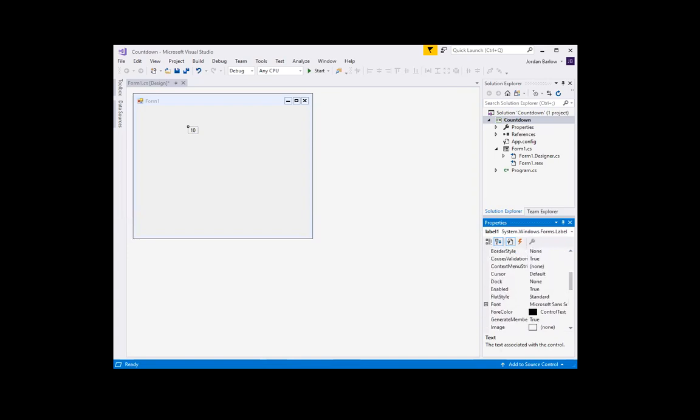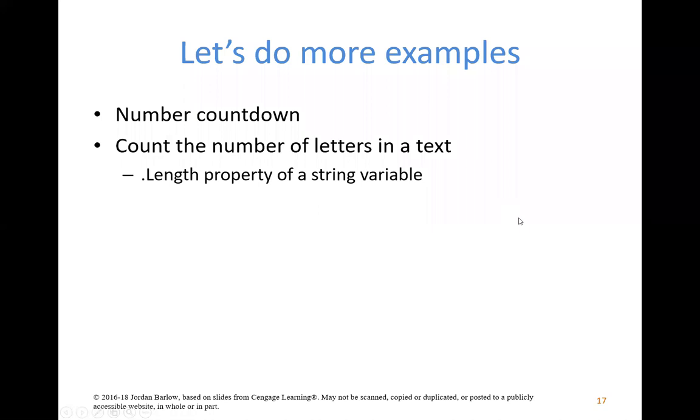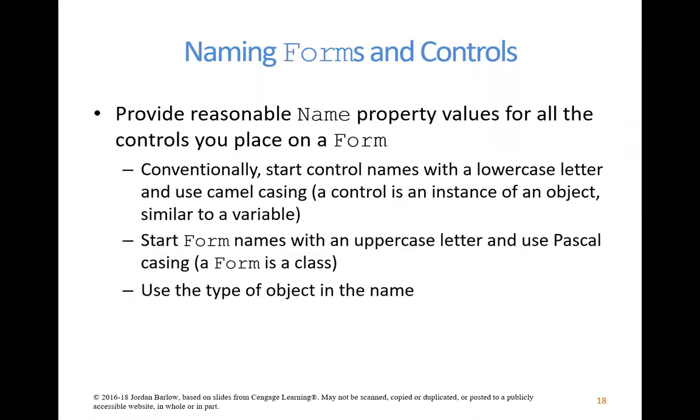But what I wanted to mention is that it's good practice to rename your controls so that they aren't just named label 1, text box 1, button 1, and so forth. So you can use the name property to change the names of a form or any control on a form. And you should use the same conventions that you use when you're naming any other variable. So use camel casing, start with a lowercase letter, and it's good practice to use the type of object in the name.